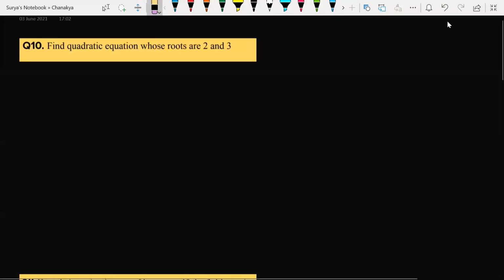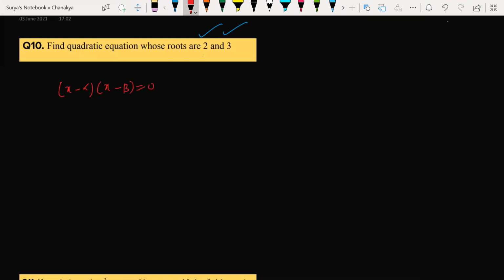See what you have learned in earlier class. If they have given roots here, right? They have given roots. How to find a quadratic equation? How can we frame a quadratic equation if they give roots? What is the formula for that? x minus alpha into x minus beta is equal to 0, right?